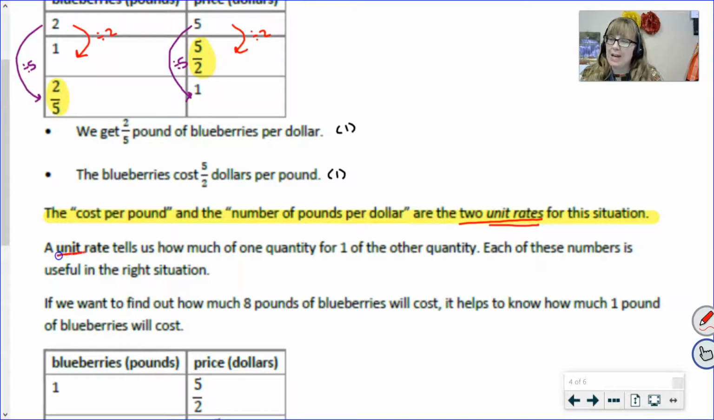A unit rate, I'm going to highlight and underline this. A unit rate tells us how much of one quantity for one of the other quantity. In other words, that's what we focused on, getting the 1 in the bottom, making that second quantity a 1. So I'm just going to write that down, 1 on the bottom.